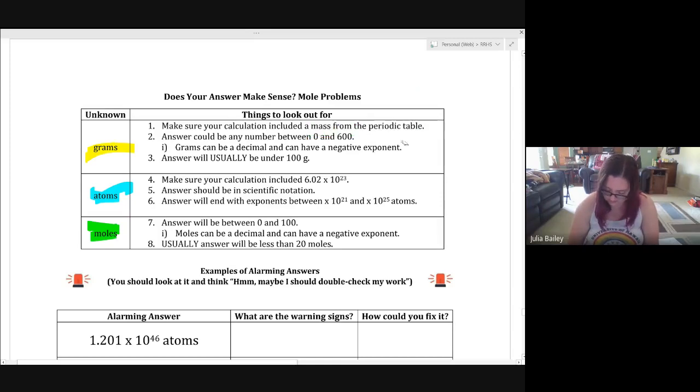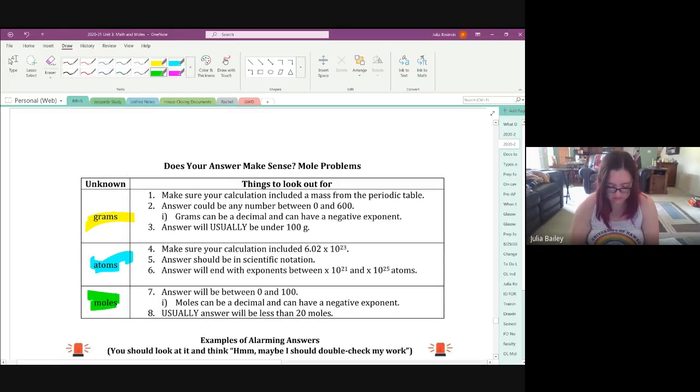Gosh dang it, I forgot to take my highlighter off. There we go, mass from the periodic table. Okay.